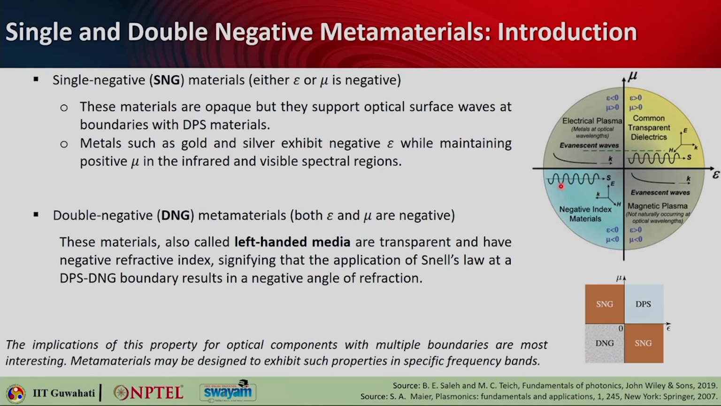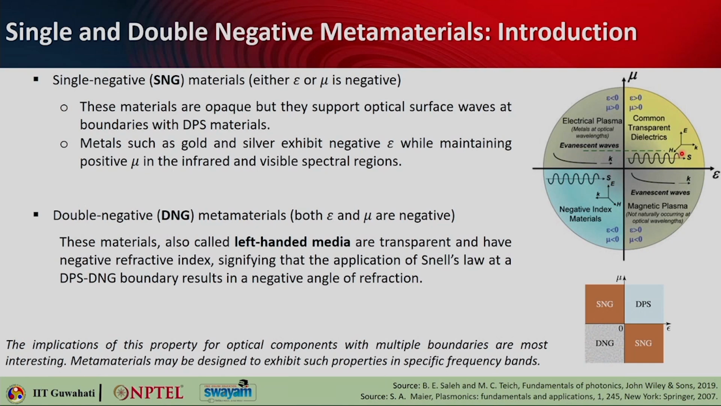This kind of material also supports wave propagation, but the direction of wave propagation and the direction of the Poynting vector are opposite; they are not in the same direction. As you can see here, the k vector, that is the wave propagation, happens in the backward direction, whereas the energy propagates in the forward direction.